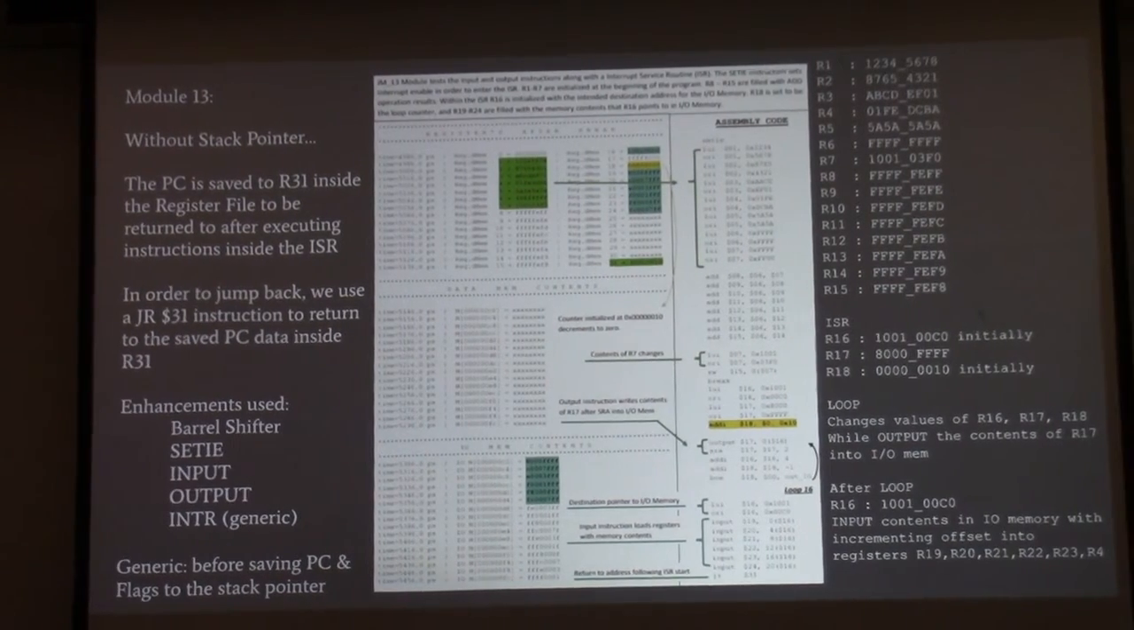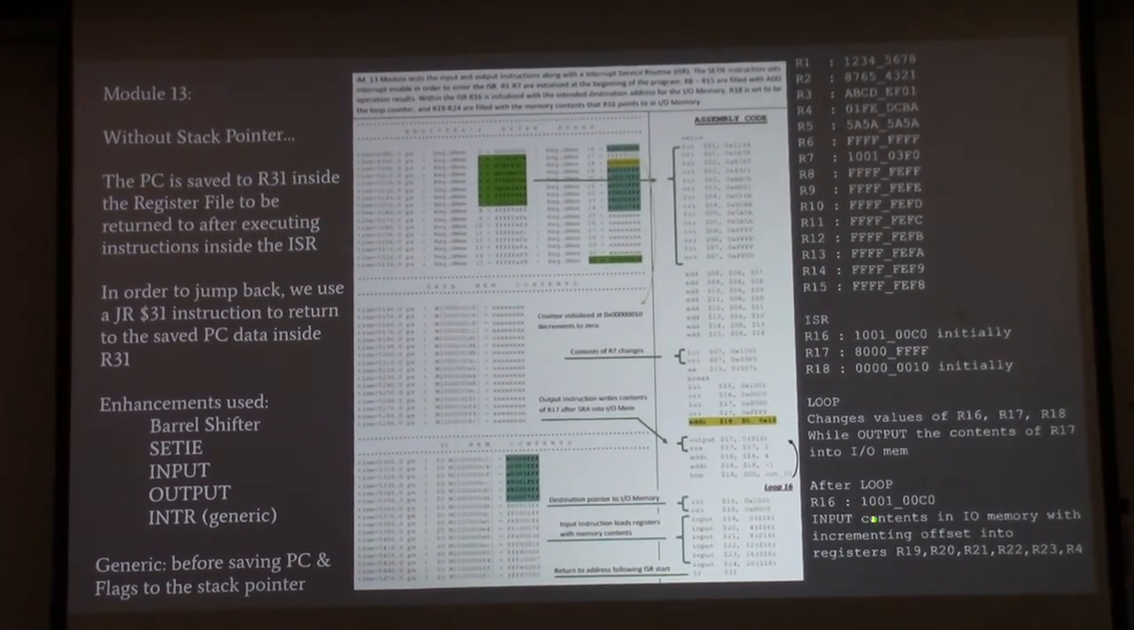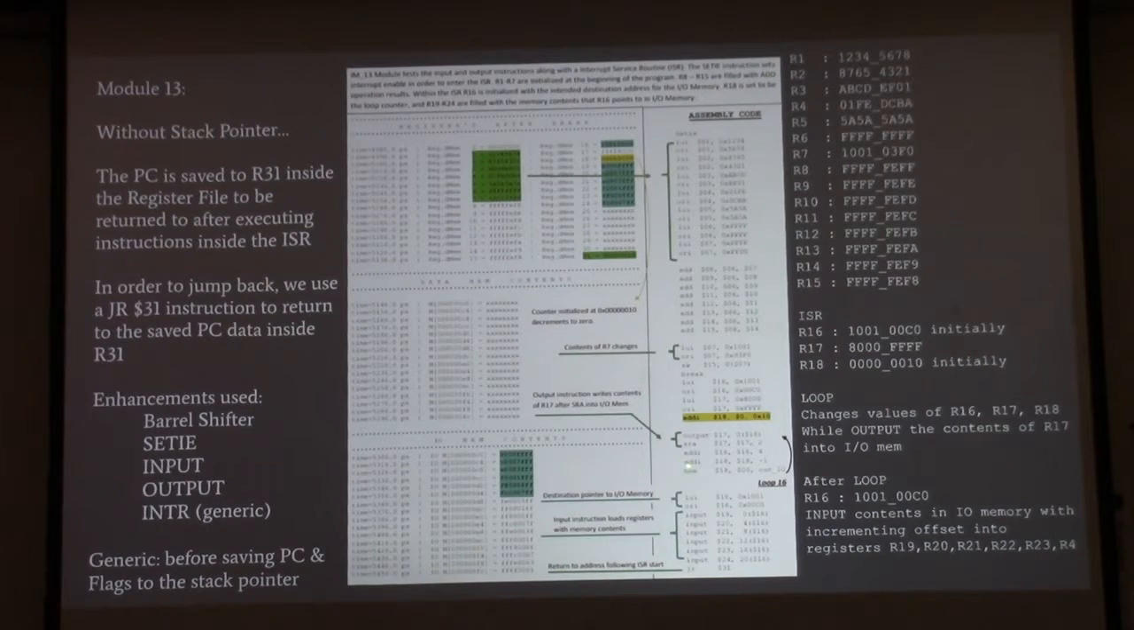Once we hit the interrupt service routine, we jump down to the loop, where these are also initialized. Register 16 is the memory pointer that is decremented throughout the loop, so we can store our data into the I/O memory. Register 18 is our loop counter, which will also decrement. We should loop 16 times, as shown here. The data is changing in register 17, and that's what's actually being stored into I/O memory.